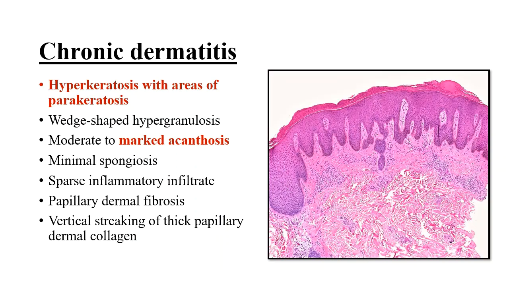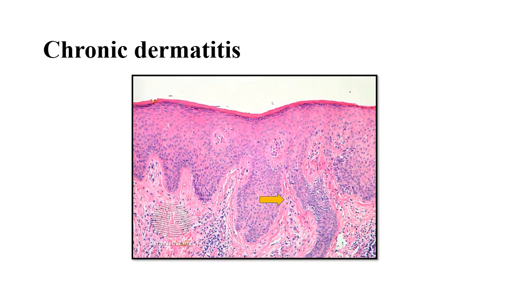Third type is chronic dermatitis. In this we see hyperkeratosis with areas of parakeratosis. There is wedge-shaped hypergranulosis, moderate to marked acanthosis, minimal spongiosis, sparse inflammatory infiltrate, papillary dermal fibrosis and vertical streaking of thick papillary dermal collagen. Now this is another picture showing vertical streaking of dermal collagen. This is the vertical streaking.